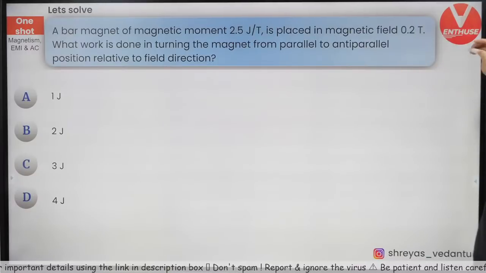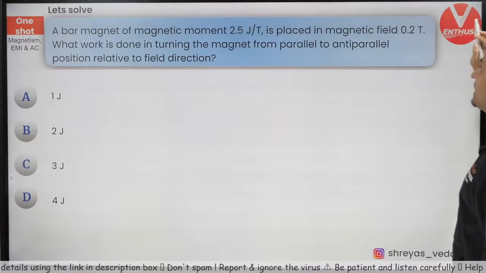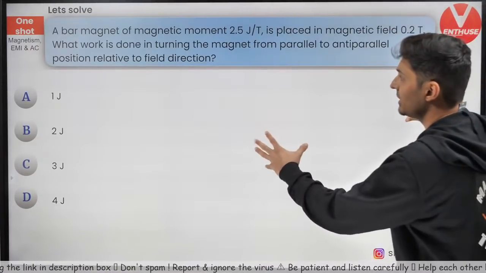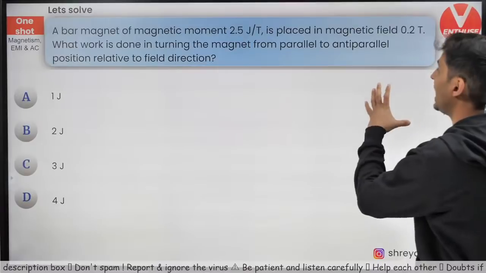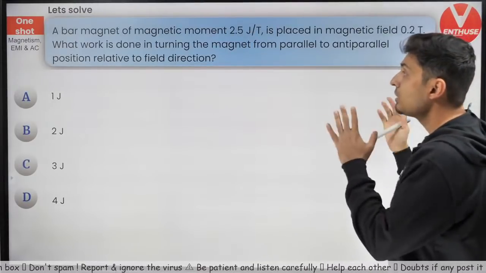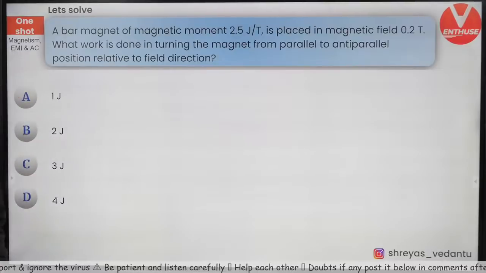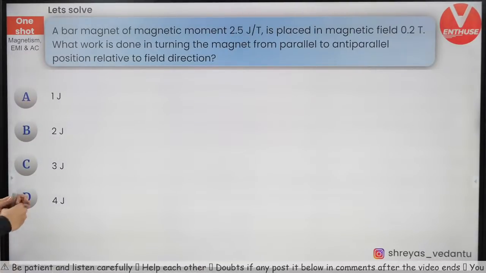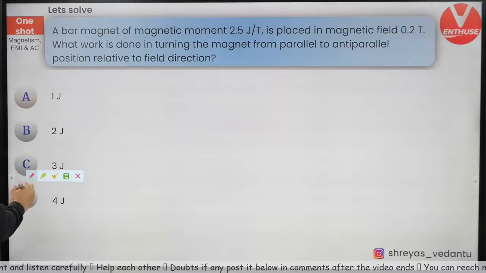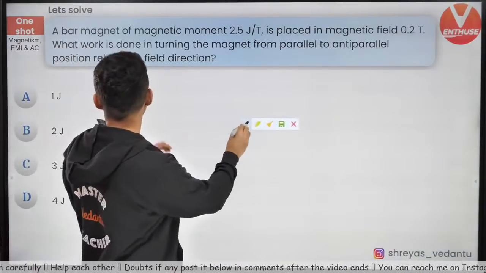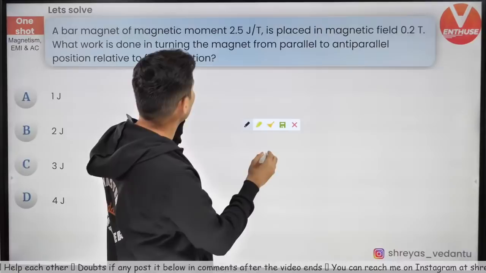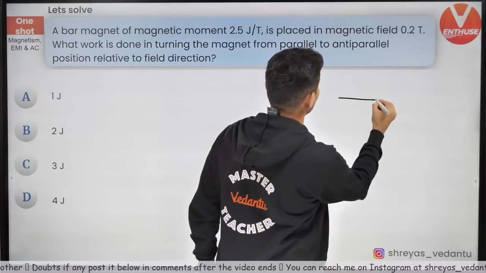A bar magnet of magnetic moment this much is placed in a magnetic field. How much work is done in turning the magnet from parallel to anti-parallel position relative to the field direction? Come on my warriors, think not more than 1 minute. Let's see if we can do this within 1 minute. So try to visualize the question first. A bar magnet of magnetic moment this much is placed in a field of this much.